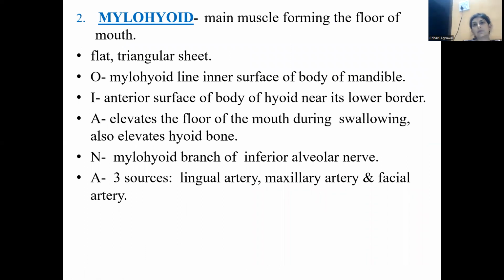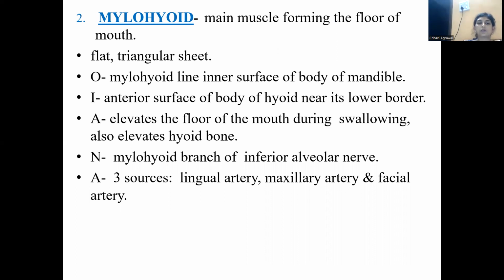Then mylohyoid, it is the main muscle forming the floor of the mouth. It is in the form of a flat triangular sheath, which takes origin from the mylohyoid line that is present on the inner surface of body of mandible, gets inserted over the anterior surface of body of hyoid near its lower border. The action is to elevate the floor of the mouth during swallowing and elevate the hyoid bone.